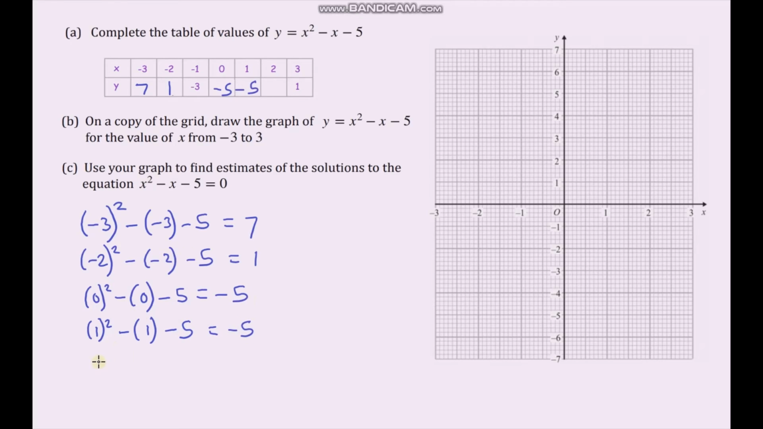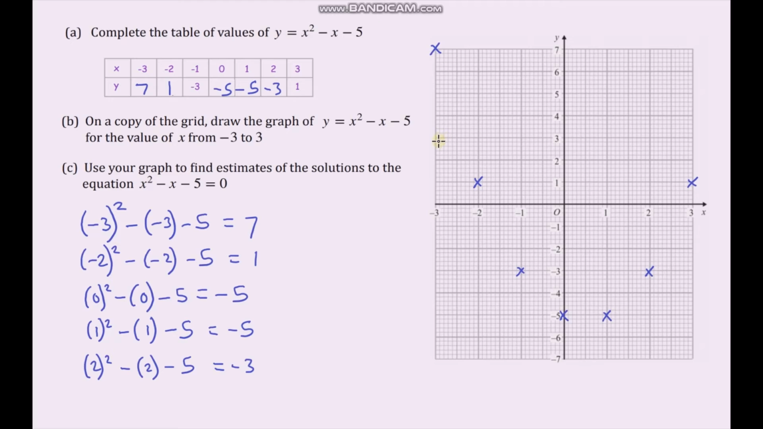And finally, we've got 2, so that's 2 squared, subtract 2, minus 5. So this is 4. 4 minus 2 is 2. 2 subtract 5 gives us negative 3. So now we're going to plot these coordinates on our graph. So now I've plotted the coordinates on our graph. Now we just need to connect these points with a smooth curve.